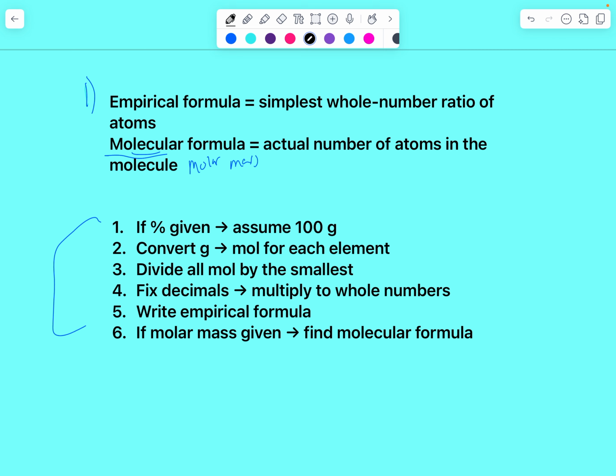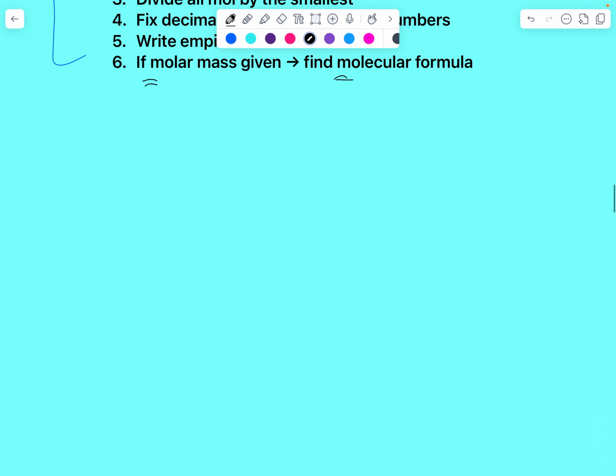If you have a percentage, assume 100 grams. You're going to turn grams into moles for each element, divide all the moles by the smallest, and when we do a practice problem, all of this will make sense, I promise. We're going to fix decimals by multiplying to whole numbers. We're going to write the empirical formula. If a molar mass is given, I'm going to find the molecular formula, M for M. This is the exact same workflow for every problem. If you don't skip steps, you don't get lost.